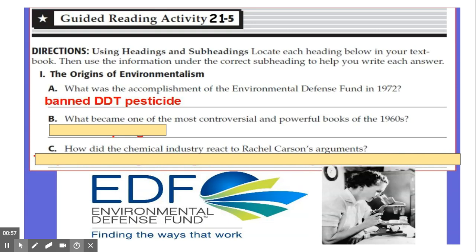Letter B. What became one of the most controversial and powerful books of the 1960s? And that was the work of Rachel Carson's Silent Spring. Rachel Carson had been a chemist, had been a researcher, and she kind of knew that there was a link between the chemical industry and certain forms of, I guess you could say, deaths among birds because of exposure to certain chemicals.